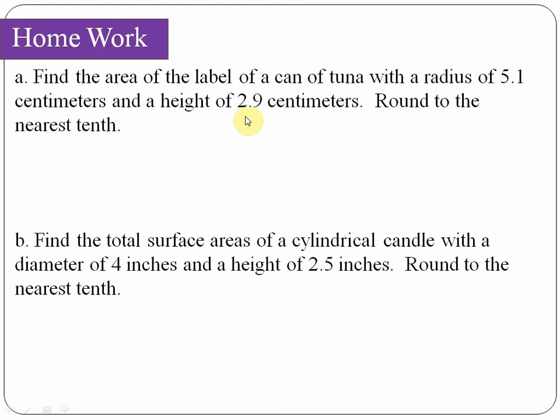So the height is 2.9 centimeter and the radius is 5.1 centimeter. You just use the formula 2 pi r h to calculate this one. Next, find the total surface area of the cylinder of a candle with the diameter of 4 inches and height of 2.5 inches. Diameter is given, so the radius is 2 and the height is 2.5. You can apply the formula for the total surface area of the cylinder.